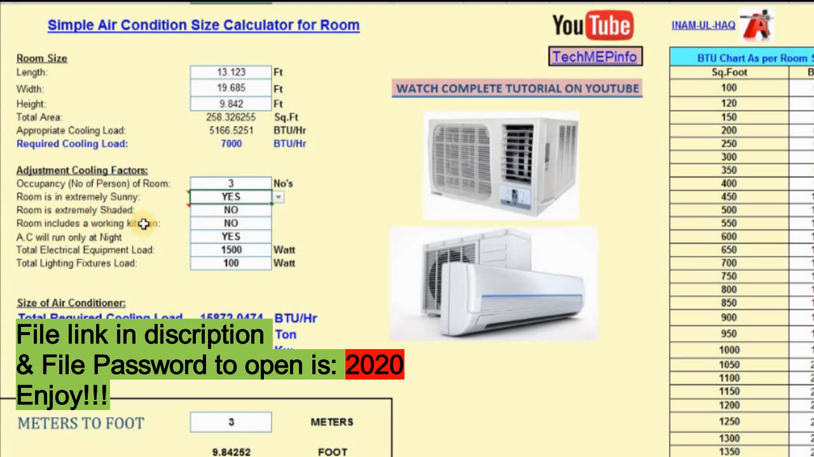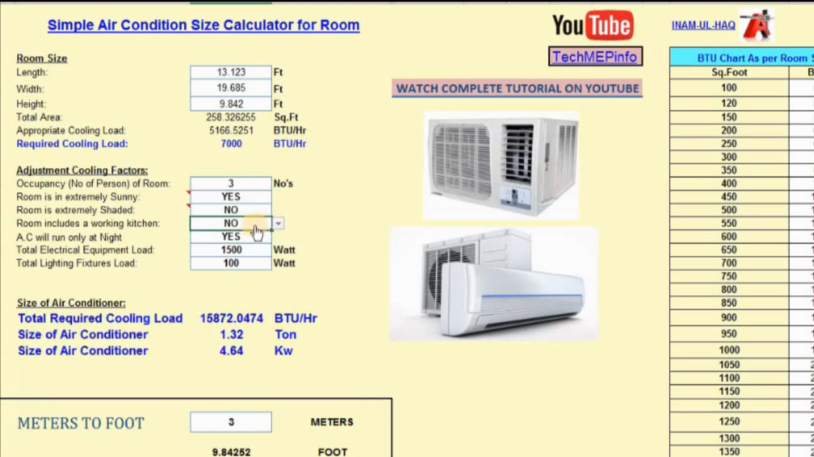Room is extremely shaded. If you have a window on the north or northeast side, try to make it yes. If you don't have one, make it no. I don't have one, so I will make it no. Room includes a working kitchen. If you have a kitchen attached to this room, make it yes, otherwise make it no. AC will run only at night. In my condition, the weather is hot outside, so not only at night, my AC works during the day and night also, so I will make it no.